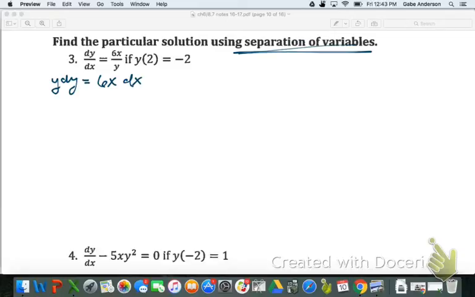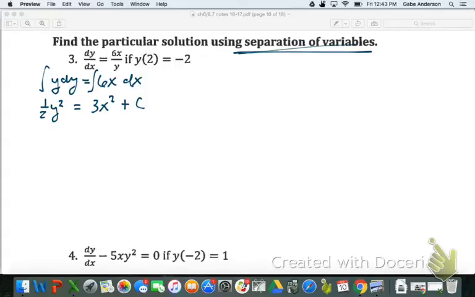Good job. Okay. Second step is to find the antiderivative of both sides. So we put in the integral symbols there. The left side you end up with 1/2 y squared. The right side you end up with 3x squared plus c. So far so good?